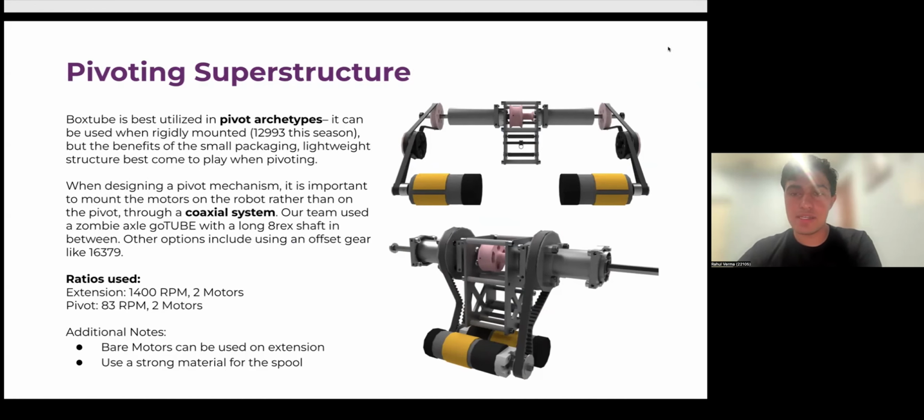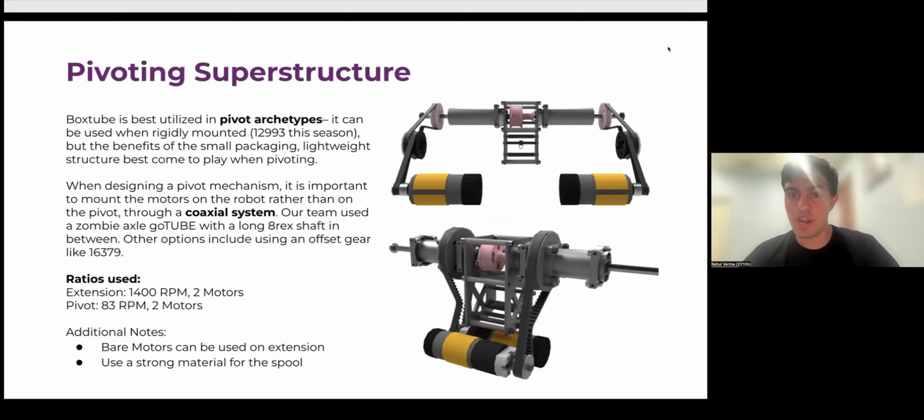Now, when you're designing Boxtube in a pivoting structure, it's really important to have the extension and pivot be coaxial, which means the extension motor should be placed off of the pivot, rigidly mounted to your robot. That significantly reduces the amount of weight that's pivoting, which will improve your cycle times. There are many ways to achieve a coaxial system like this.